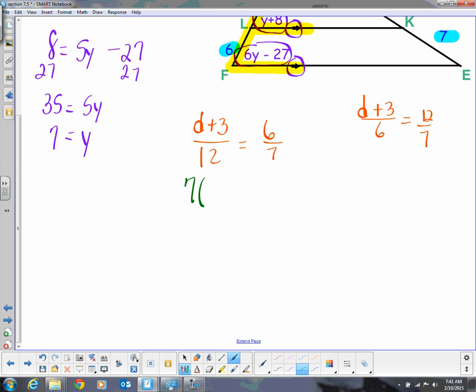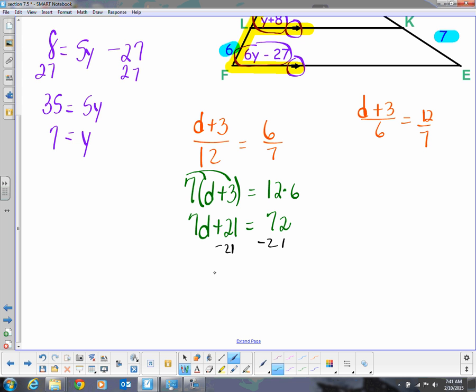We're going to cross multiply. Notice that I don't try to distribute. I'm just multiplying. I'm just showing it so that I don't mess up my distributing. This is 7D plus 21 equals 72. What do I do next, Hope? So I'll subtract 21. So I'll have 7D equals 51. What do I do next, Kayla S? And we'll get 51 over 7.